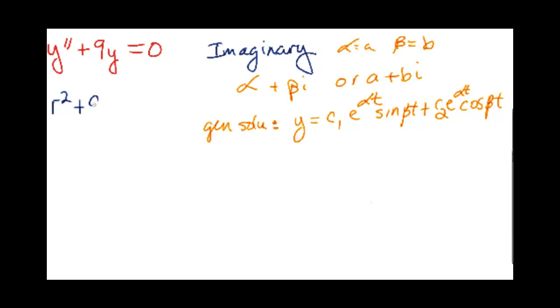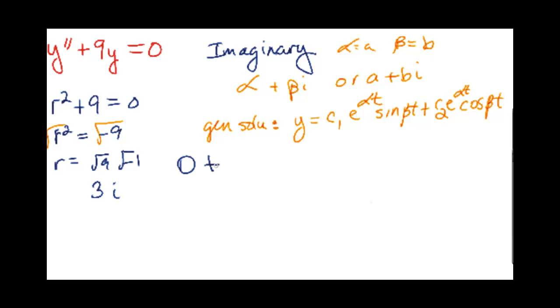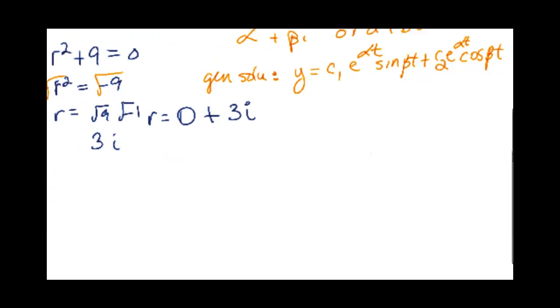r squared plus 9 equals 0. You either do the quadratic formula, or in this case, I'm just going to subtract this over, and when I square root both sides, I get the square root of 9 times the square root of -1, so that's 3, and that's i. So if I were to write it in alpha plus beta i or a plus bi form, that would be my solution to r.